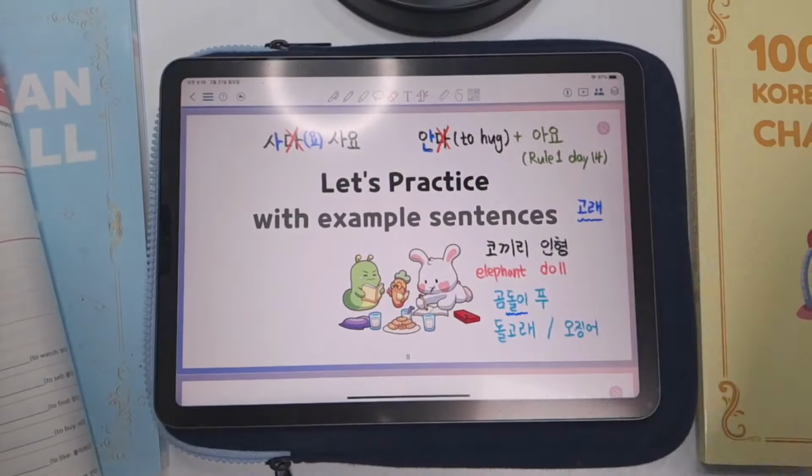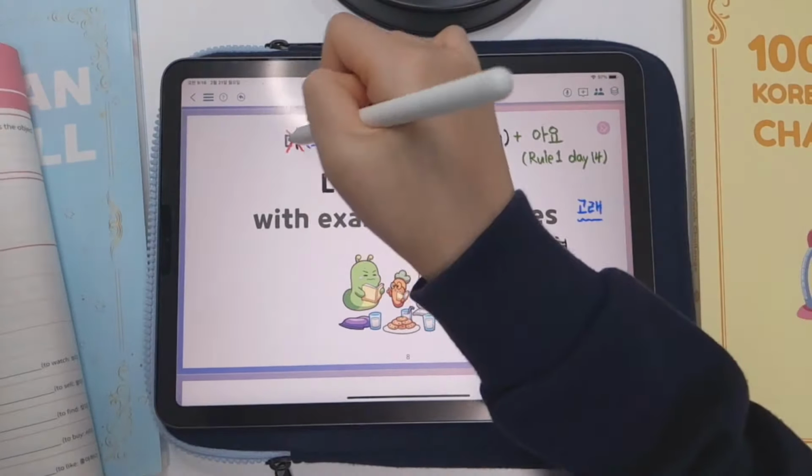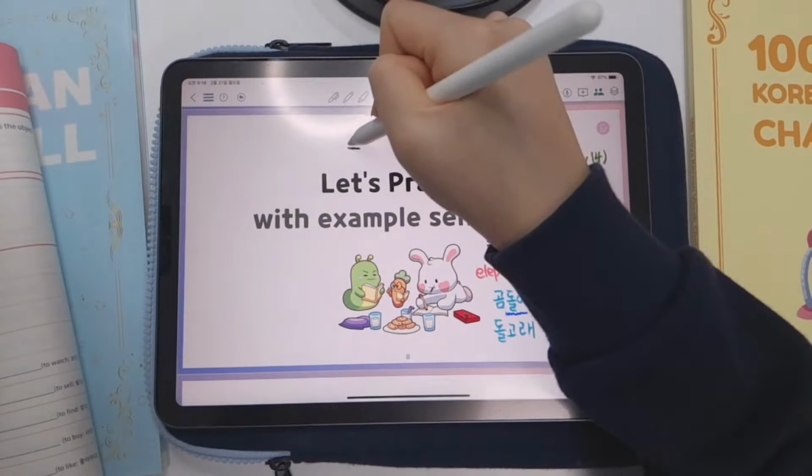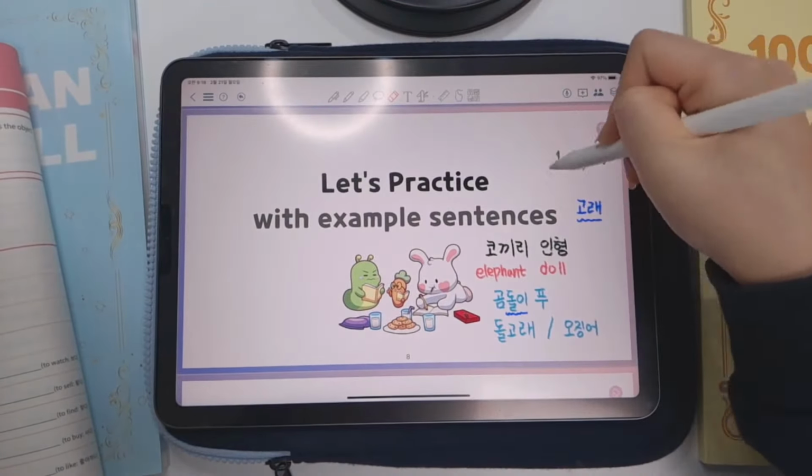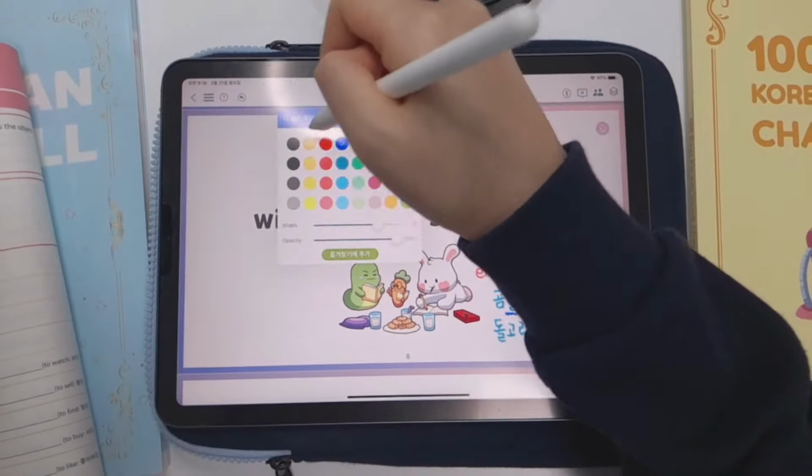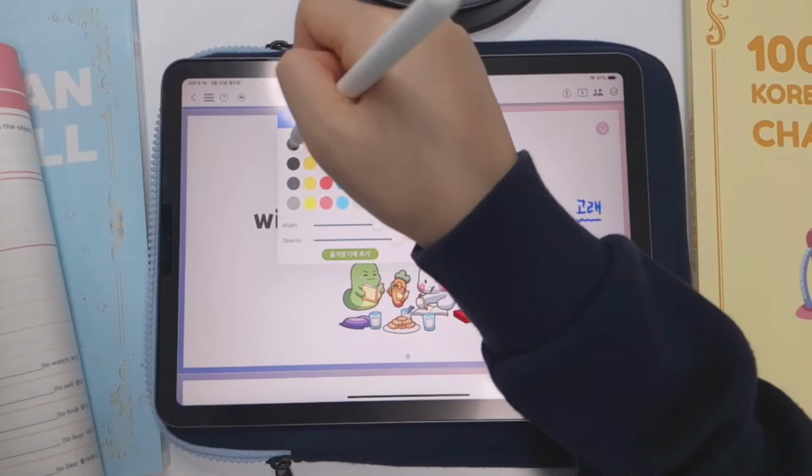봐요. Let's erase this one. So many words. A basic form of 봐요. It is easy.